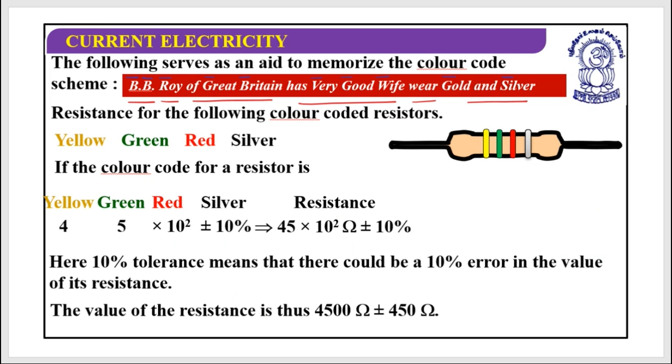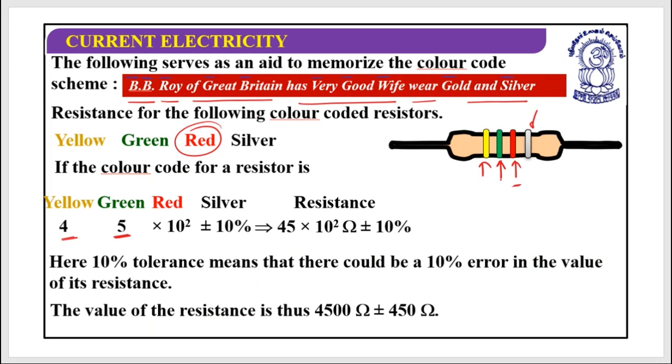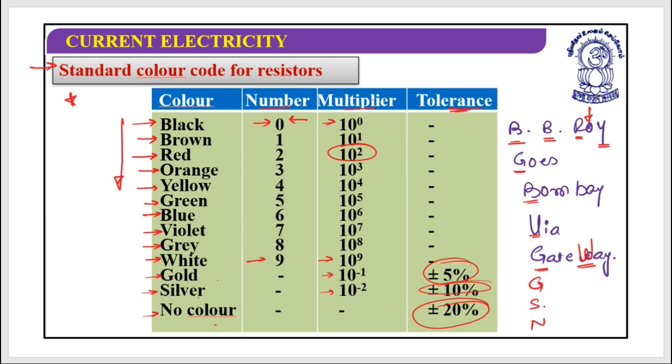Let's take an example. The first band is yellow, the second band is green, the third band, which we call the multiplier, is red, and the last band is silver. The first band gives the first digit, which is 4; the second band gives the second digit, which is 5; the third band is the multiplier. For red, if you see the color code, the multiplier is 10 to the power 2. So this is 45 multiplied by 10 to the power 2, and the last band is silver, which represents a tolerance of 10%.